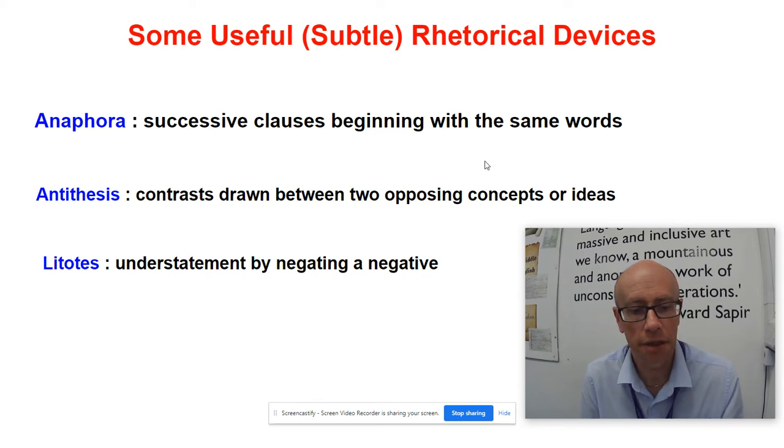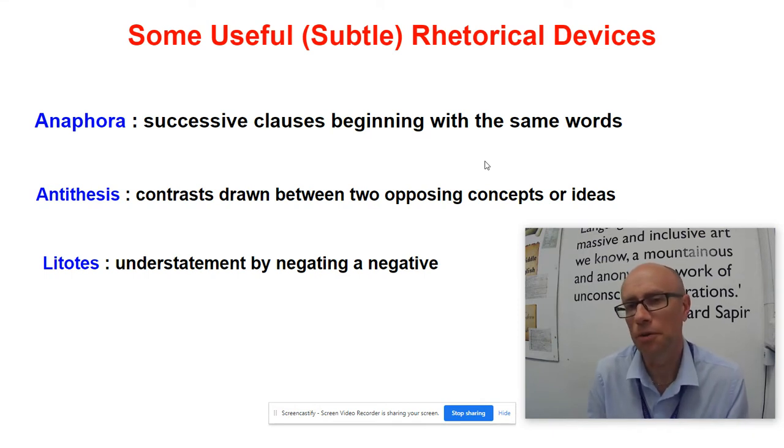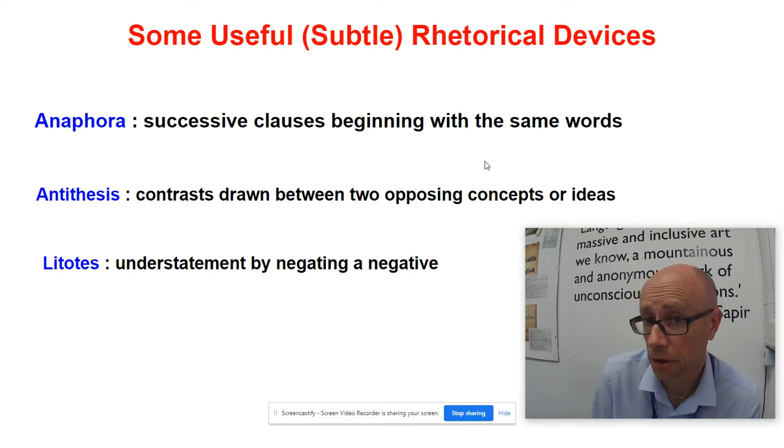Now, litotes is a posh word which basically is the opposite of hyperbole, and it's understatement, and you understate by negating a negative. So if I said, well, Ireland is no ordinary country, what I'm really meaning is that Ireland is a very special country.